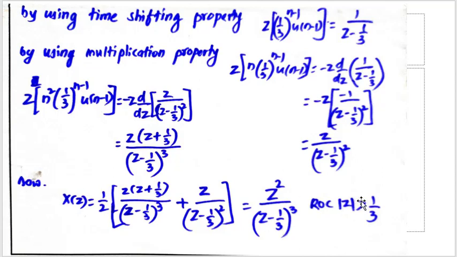For such a sequence the ROC will be greater than 1 by 3, because you will see only one pole at 1 by 3. Okay, so this is about the problem. With the properties it is very easy, so you should understand the properties, solve them, and make notes by yourself, that will be very helpful for you. Otherwise it will be difficult just by looking at the question and solving it.